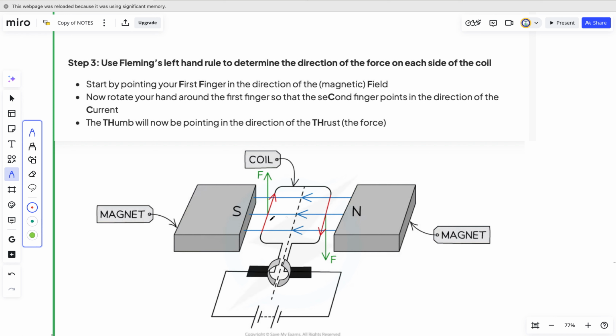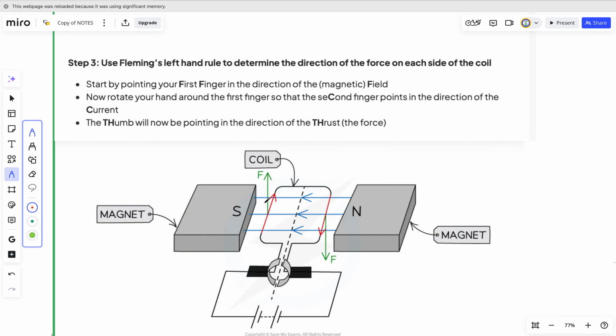But remember, in that case, the north pole should be here and the south pole should be here. Normally it's from left to right. So once you change the polarity, the force that is supposed to go up here will now go down. The force that is supposed to go down here will go up. So that's why. Is that okay?